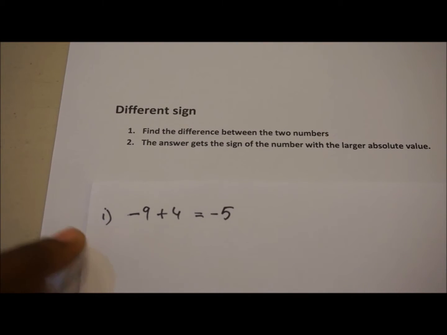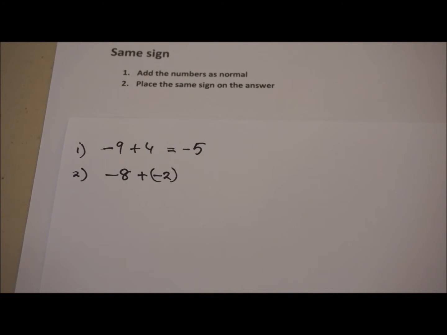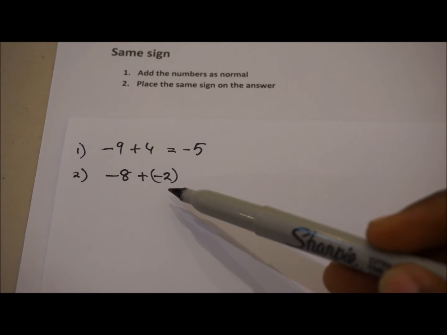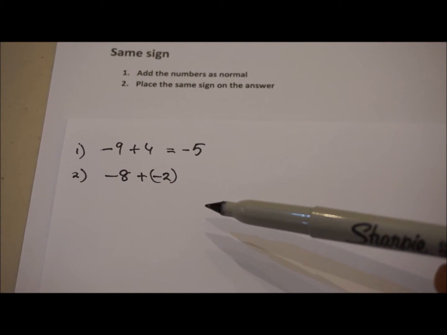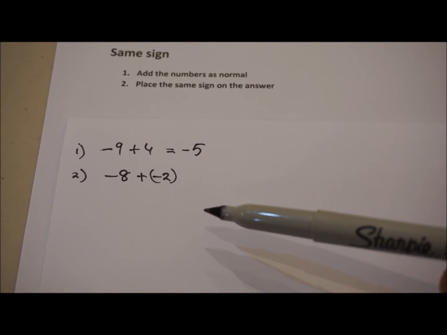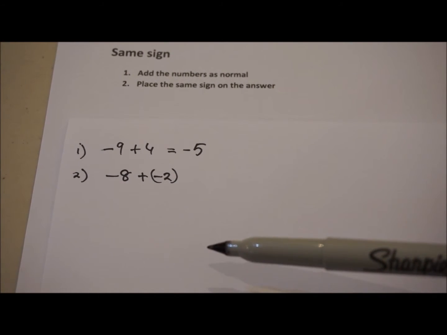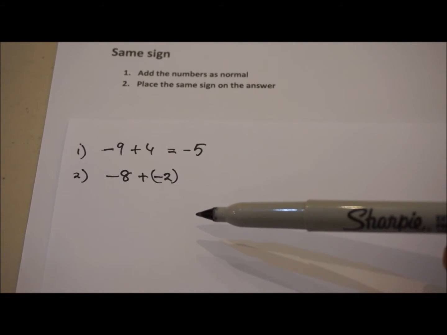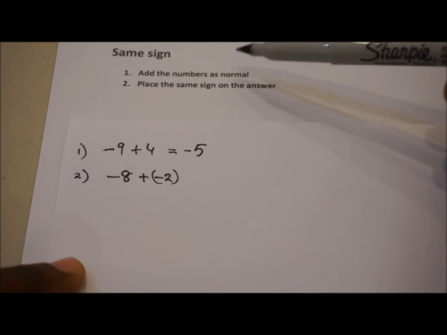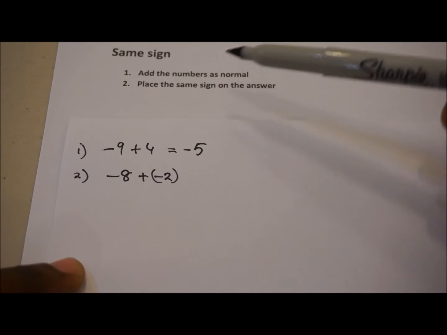Here's another example. If we are asked to add -8 plus -2, we need to follow our steps. The first thing we need to recognize is which one are we doing? Are we adding two numbers with the same sign or two numbers with different signs? Both of the numbers are negative numbers, therefore we are adding the two numbers with the same sign. Therefore this rule applies.